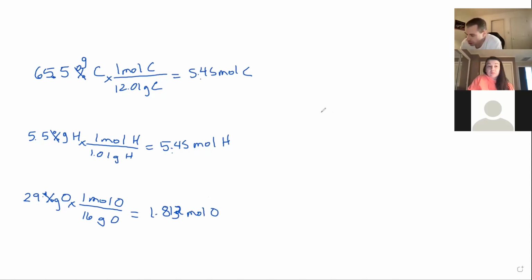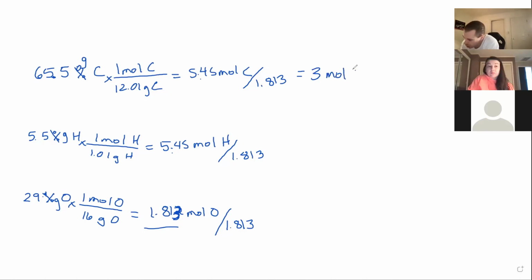So then the steps say, hey, make a pseudo formula. You don't really have to make the pseudo formula. If you want at this step, you can just divide by the smallest decimal if you don't want to go through that. So what is our smallest decimal here? It is this 1.813. So I'm going to divide everything by 1.813. All right, 5.45 divided by 1.813 gives me 3.006. That is close enough to be 3.